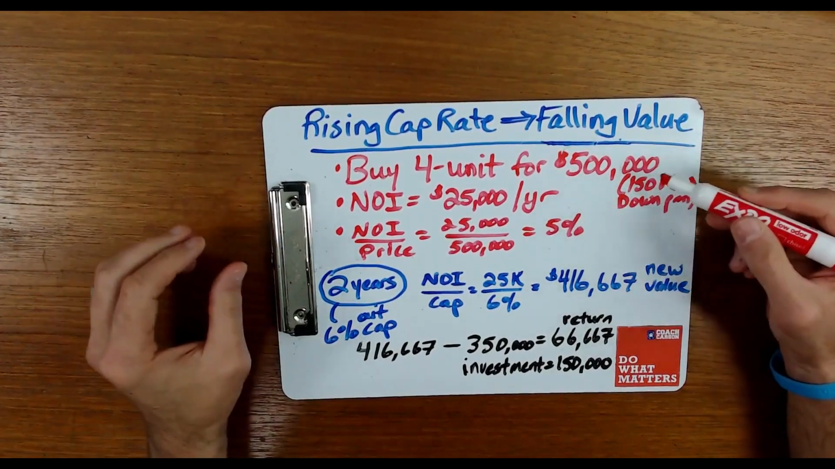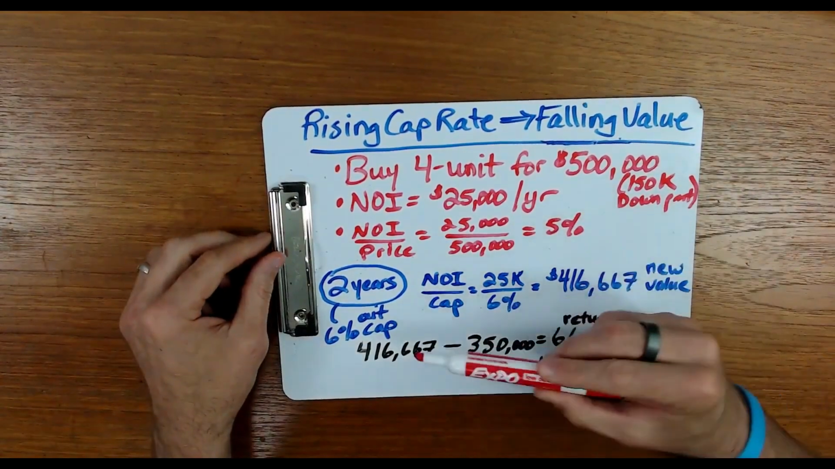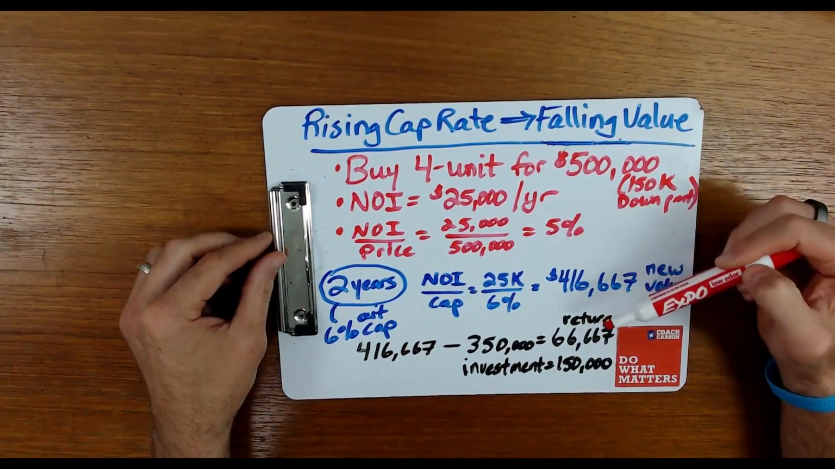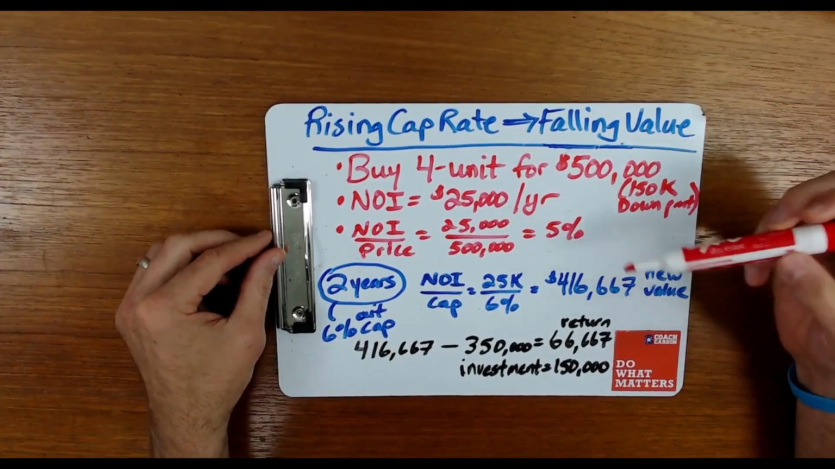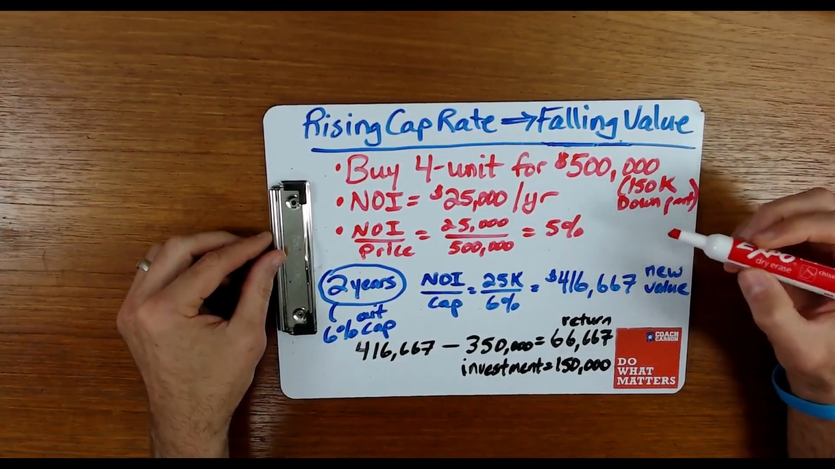You can run all these scenarios on the property and say, what would happen if the cap rate rose from 5% to 6%? How would that affect my value? How would that affect my assumptions? And would I still be happy investing in this deal at that point? And so that's what I want to transition to now. We've looked at some of these examples of cap rates.